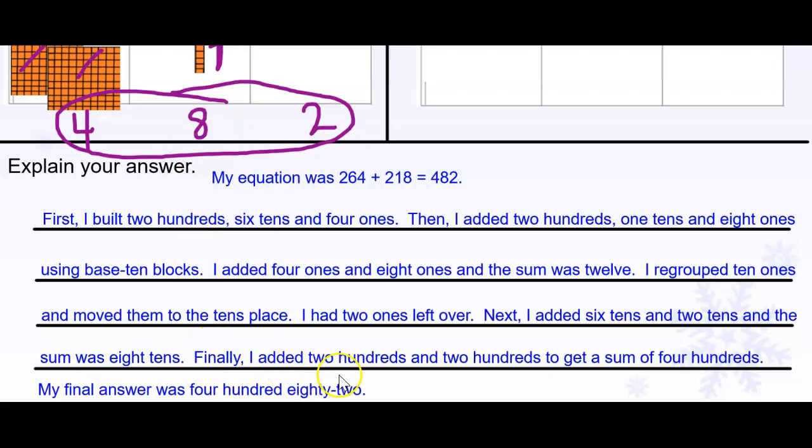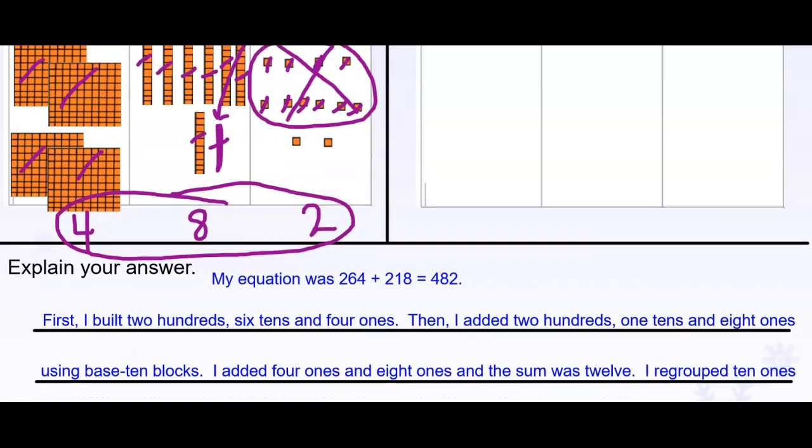Finally, I added 2 hundreds and 2 hundreds to get a sum of 4 hundreds. My final answer was 482. Great job, boys and girls, for following along with me.